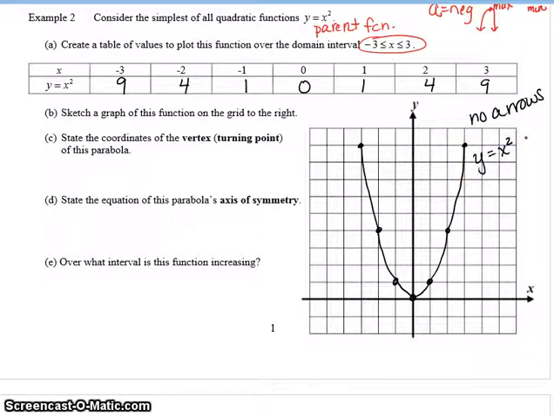Okay, part C, state the coordinates of the vertex. All right, well, the vertex is its turning point right there. There's my vertex down here, so it's at (0, 0).